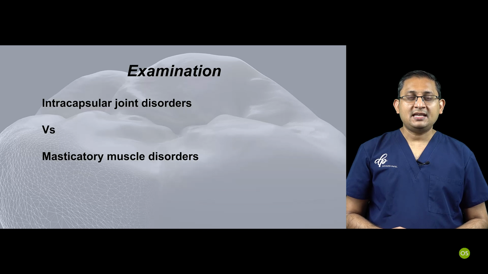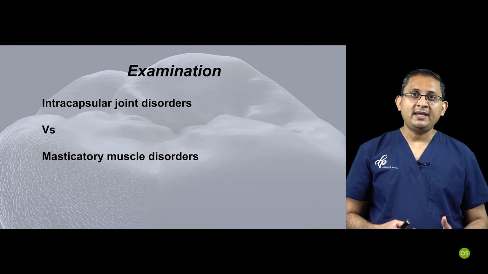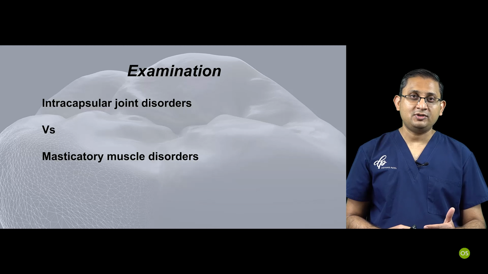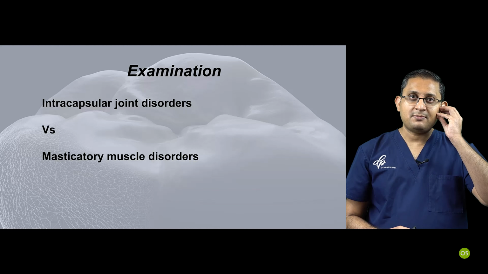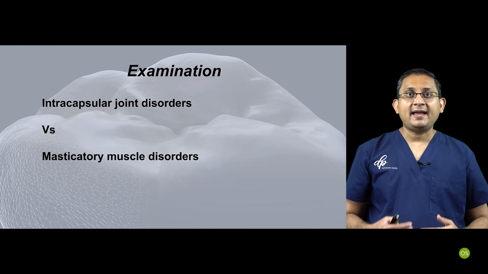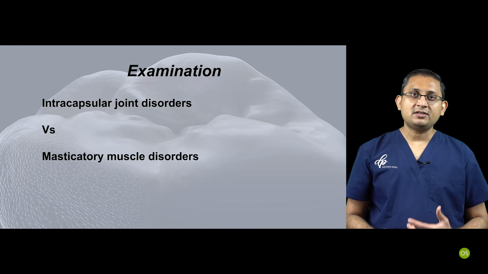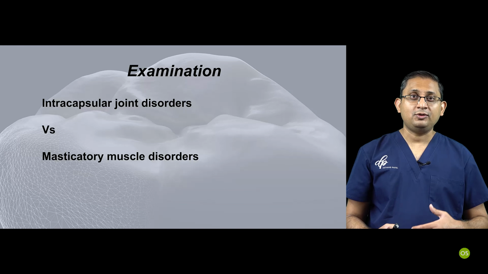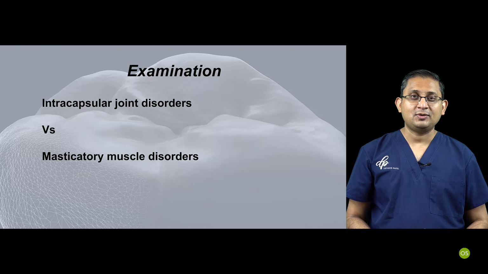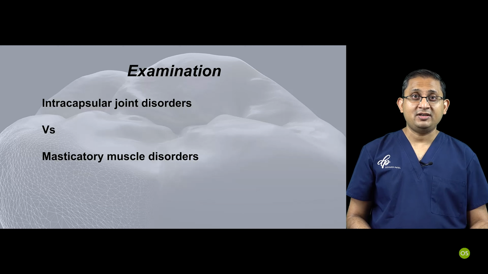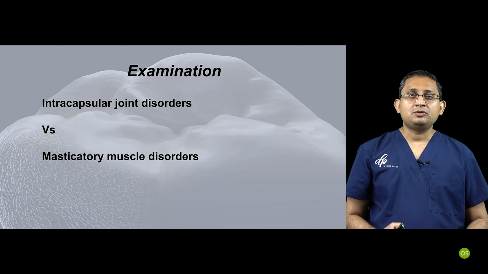So when it comes to TMD, there are two main types of disorders. You have an intracapsular disorder, which is within the temporomandibular joint, and you have extracapsular disorder, which is really related to muscle. So that's why it's called muscle disorder. When a patient comes in with pain, many times these both can be intermingled. So you can have intracapsular and muscle disorder together, primary intracapsular, secondary muscle, or primary muscle, secondary intracapsular. So you need to be able to differentiate where the pain is coming from.